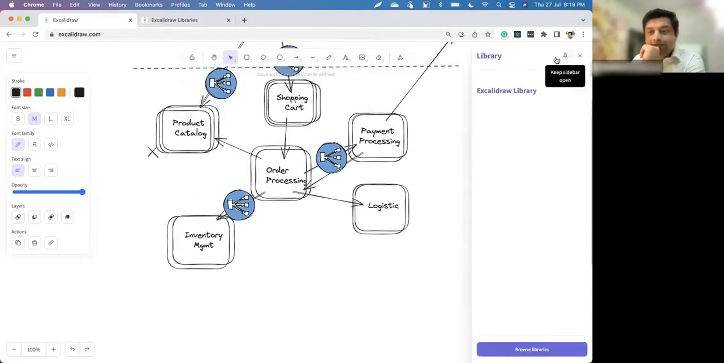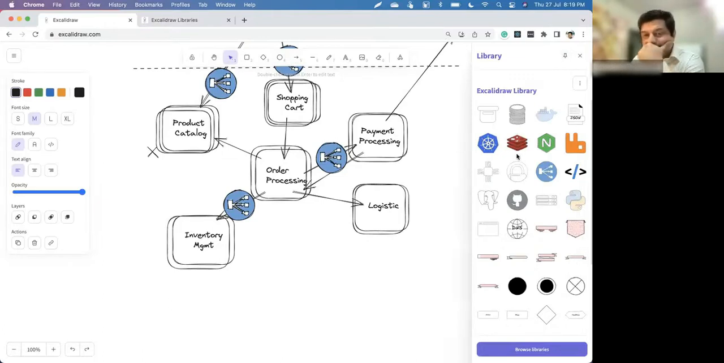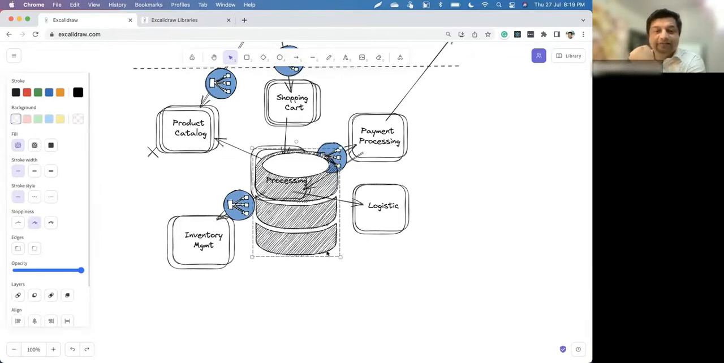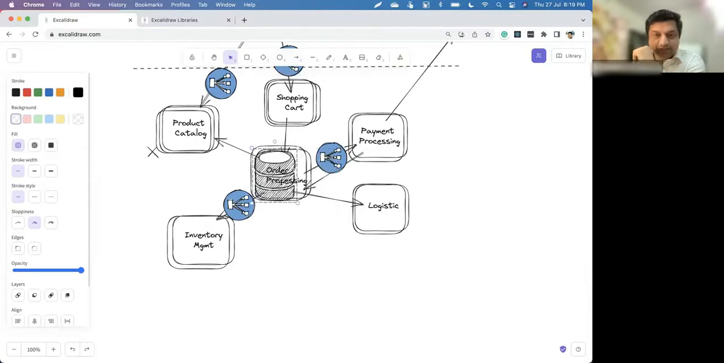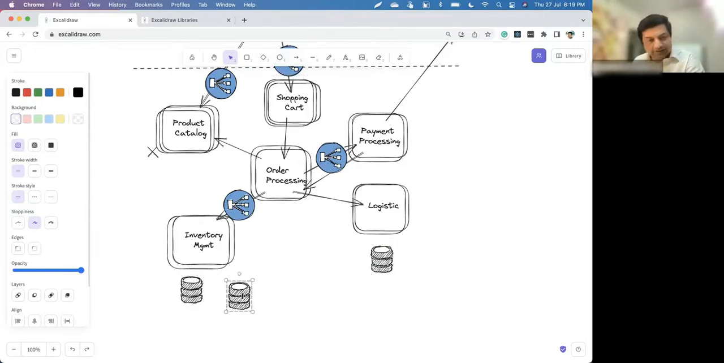A few more things which we discussed were about the database. We can have different databases, right? So let's say we have a database for logistics. You need to have different databases. You may have a common one for some microservices, but it is better to have all the microservices with different databases.